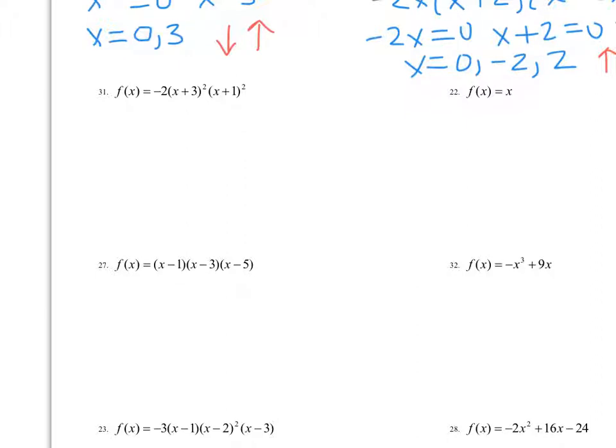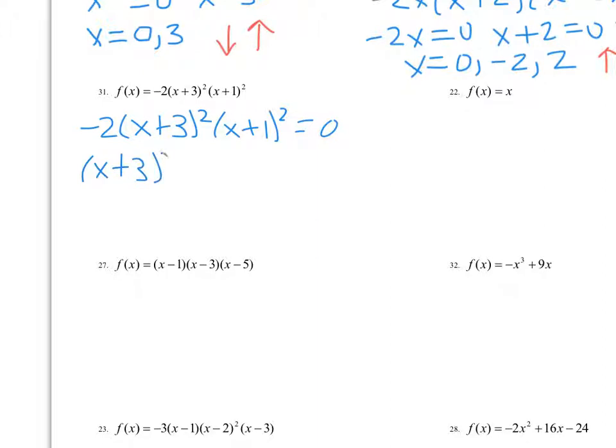Okay, number 31. Some of the work is done for us here. It's already factored. We can just set it equal to 0 in its factored form, and then set each of those factors equal to 0. Now, that first factor of -2 doesn't have any x's in it, so that's not going to give us any solutions. But we set the x plus 3 squared equal to 0 and x plus 1 squared equal to 0.